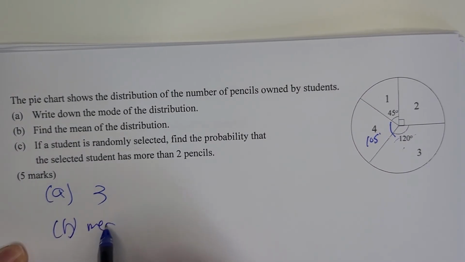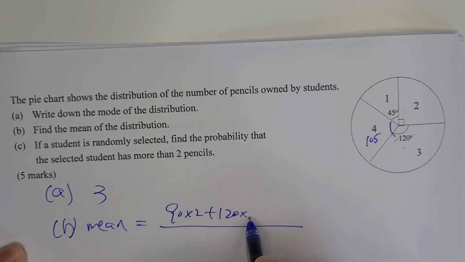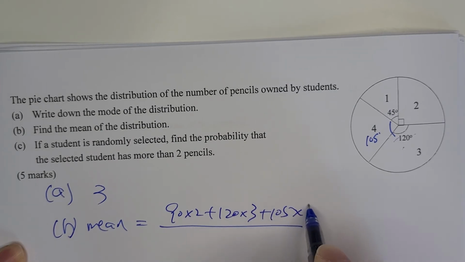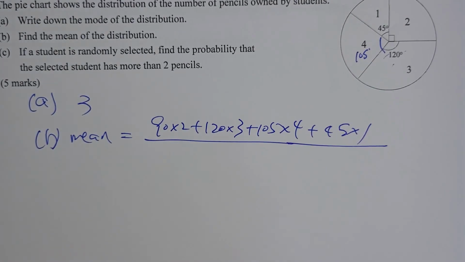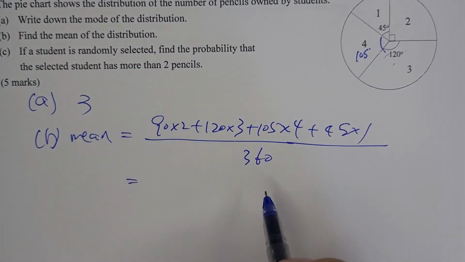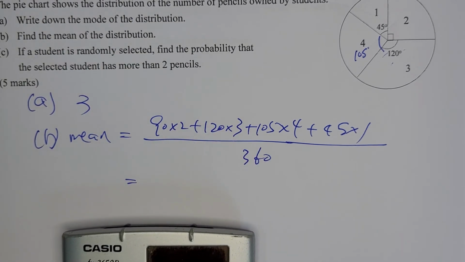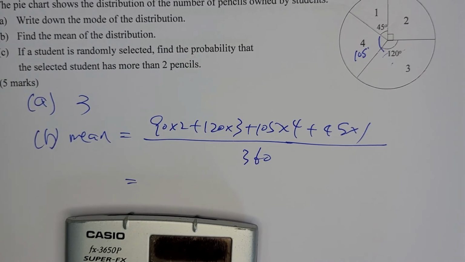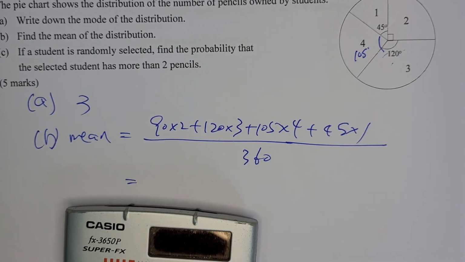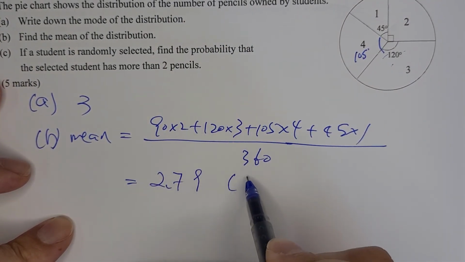B, find the mean. That is 90 degrees times 2 plus 120 degrees times 3 plus 105 degrees times 4 plus 45 degrees times 1, and then over 360. You may just consider there are 360 students, so you're just calculating something like a ratio actually. So you just plug in those numbers, then you will get the answer, that is 2.79 correct to 3 significant figures.